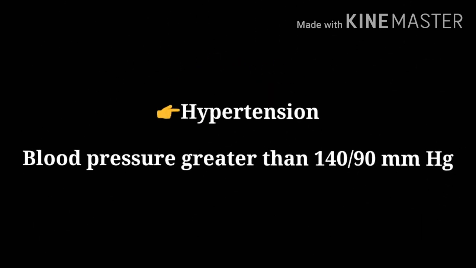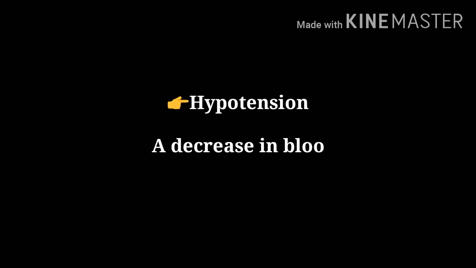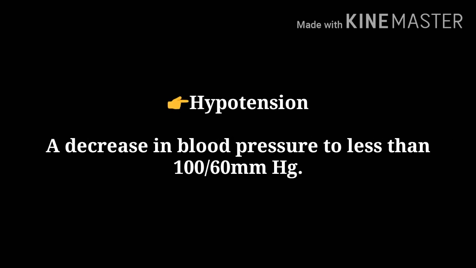Hypertension: blood pressure greater than 140 by 90 mm of mercury is called hypertension. Hypotension: a decrease in blood pressure to less than 100 by 60 mm of mercury is called hypotension.